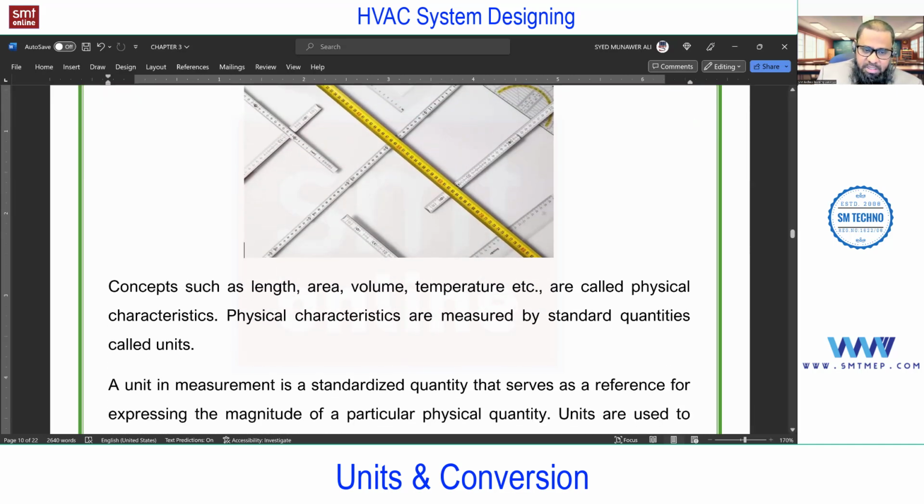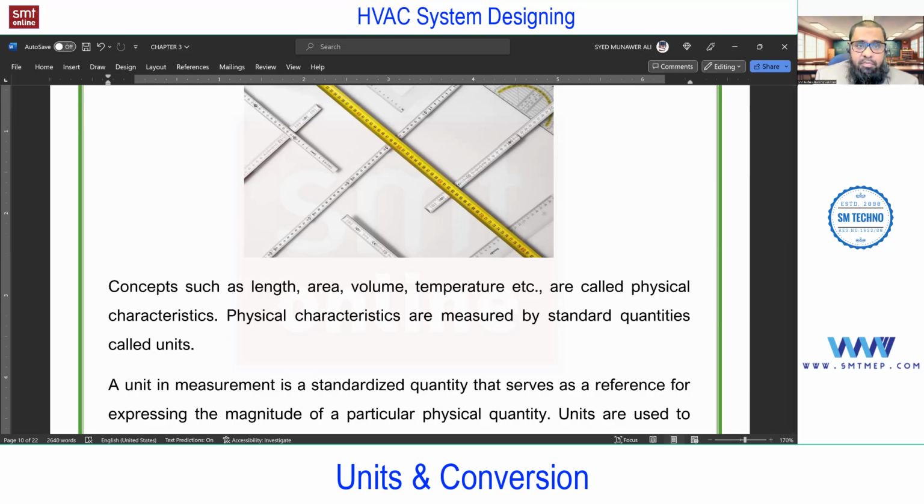You see, concepts such as length, area, volume, temperature, or you can consider flow rate or time or velocity, etc. are called physical characteristics. Do you agree with this? Length is a physical characteristic. Means length we can measure physically, na? Area we can measure physically, volume, temperature. These are all physical characteristics. And physical characteristics are measured by a standard quantity called units.